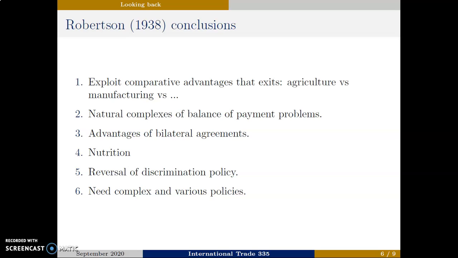Second, he refers to the natural complexes of balance of payment problems. This persists today as well. Donald Trump was elected on the promise to rebalance the imbalance in the balance of payments between the United States and China. Remember, in previous sessions, we've also referred to the tensions between Japan and China and how this often results in political tension.